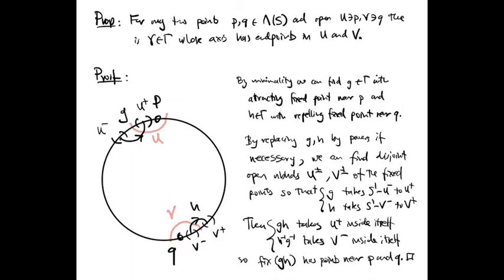Let's assume gamma is non-elementary. Then the limit set lambda has the following important property. For any 2 points P and Q, and any 2 open neighborhoods U and V containing P and Q, there is some element in the group gamma whose axis has endpoints in U and V.